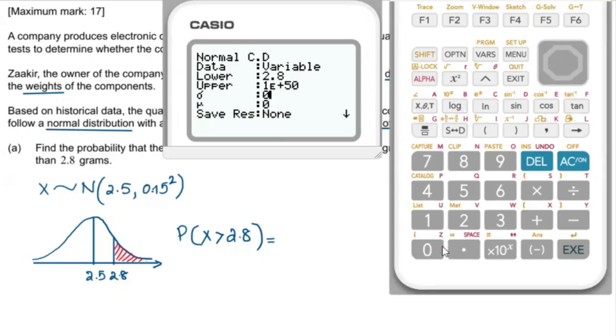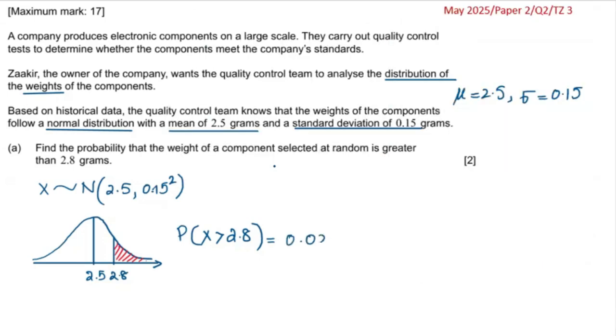What is your standard deviation? It is 0.15. And what is your mean? It's 2.5. All right, so let's execute. And here is our answer, 0.02275. You can give your final answer correct to three significant figures, like 0.0228.